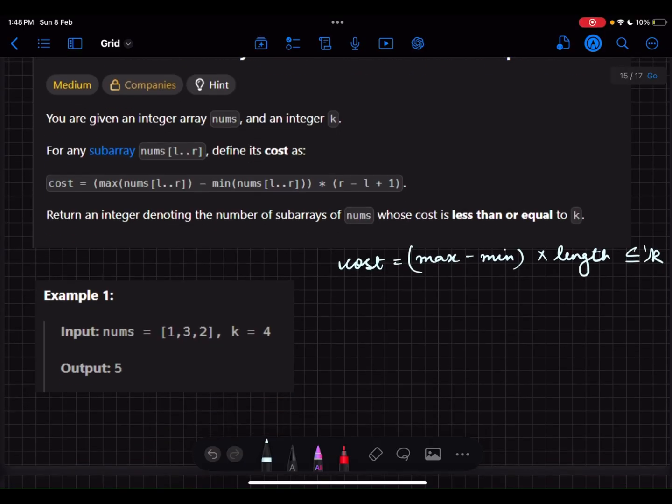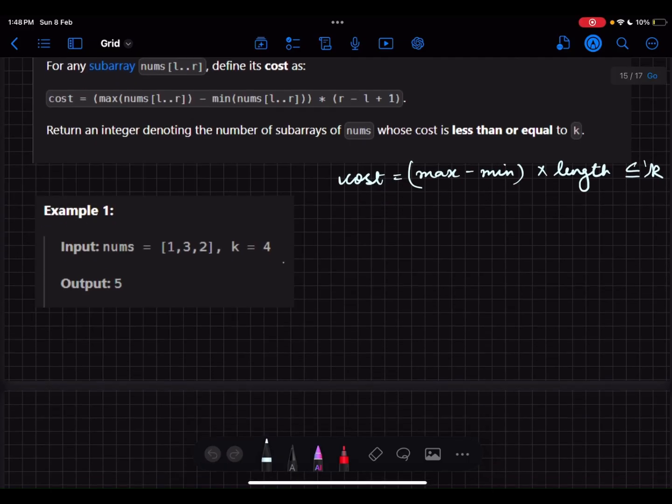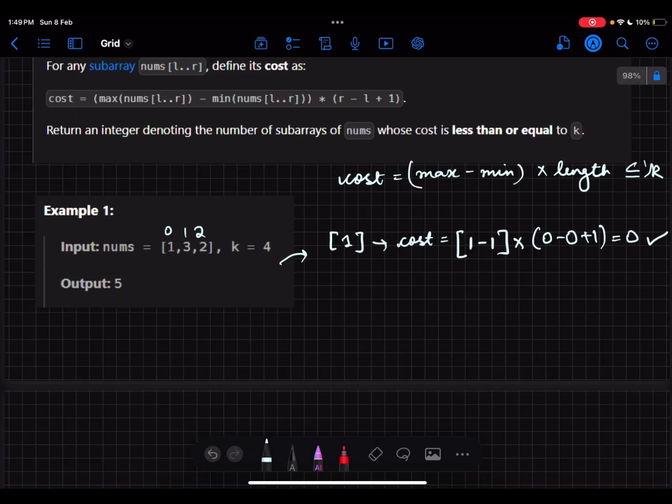Having a look at the example given, we have an array 1, 3, 2 and we are given a k of 4. Now, to analyze this question, one subarray would be 1, and the cost calculated here would be the maximum in this array, which is 1, minus the minimum, which is 1, multiplied by the length, 0 minus 0 plus 1. This gives us 0, which is less than or equal to 4. Hence this is a valid subarray.